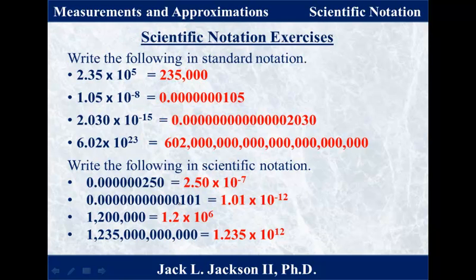Here, this next one, all these zeros in the beginning are insignificant. This 1, 0, 1, those are significant, so we put 1.01 and count how many places we moved it. 1, 2, 3, 4, 5, 6, 7, 8, 9, 10, 11, 12. So that's 10 to the negative 12. Big numbers will have positive exponents on the 10. Small numbers will have negative exponents on the 10.